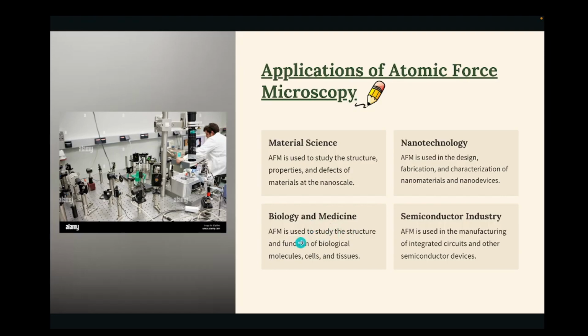In biology and medicine, it is used to study the structure and function of biological molecules, cells and tissues. In the semiconductor industry, AFM is used in the manufacturing of integrated circuits and other semiconductor devices. In the upcoming slides, I will show you how the semiconductor industry uses this AFM. This image shows the circuit diagram of the semiconductor.